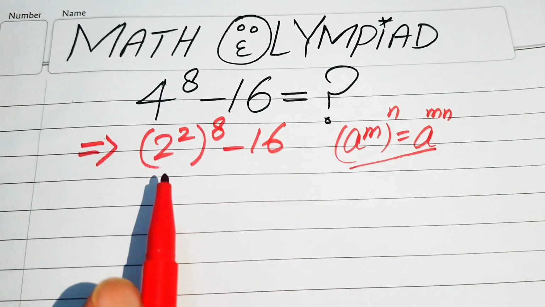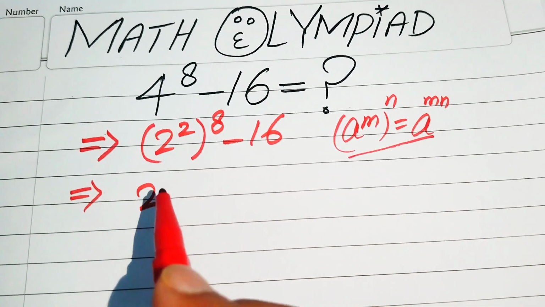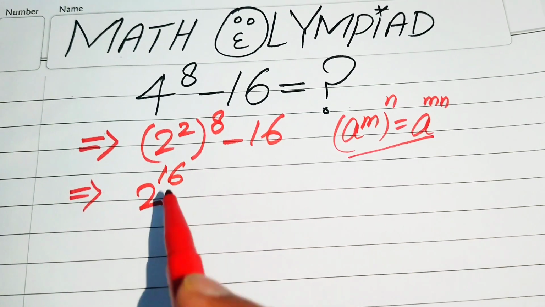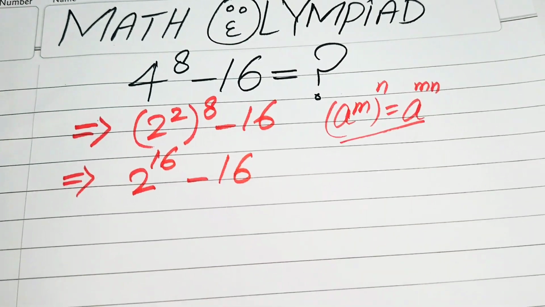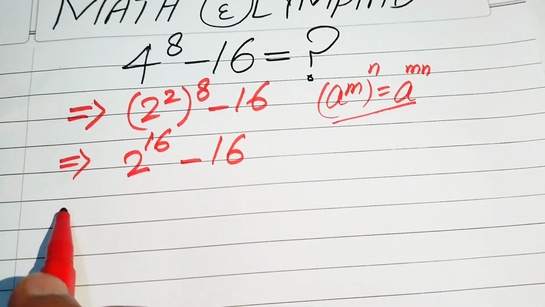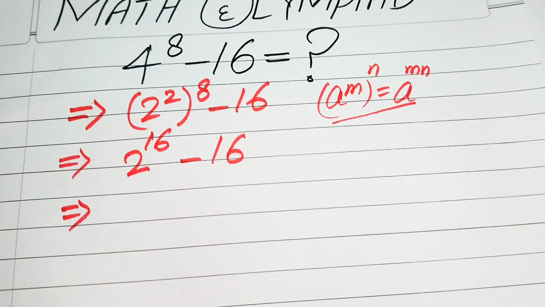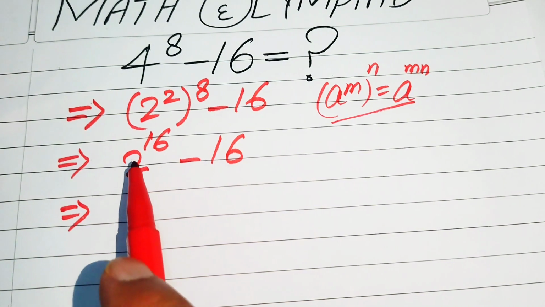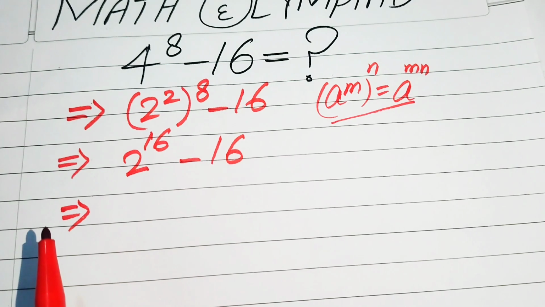So here we use this exponential law in the first term, and our first term will be written as 2 to the power of, multiplying these two exponents, 2 times 8 becomes 16, and we have 2 to the power of 16 minus 16. Now in the next step, I will give an easy technique in which you can easily get the value of 2 to the power of 16 without using the calculator.